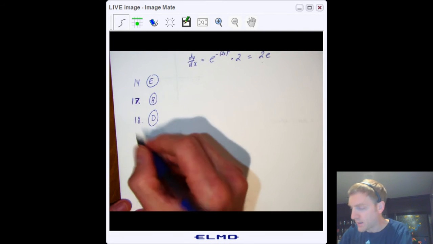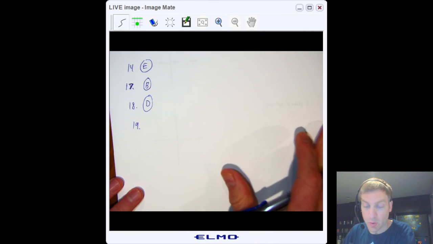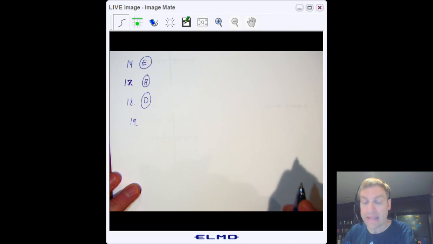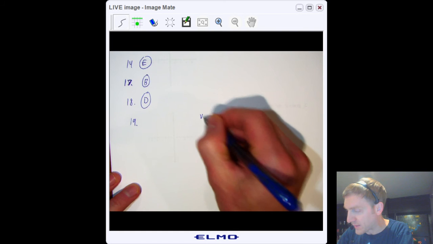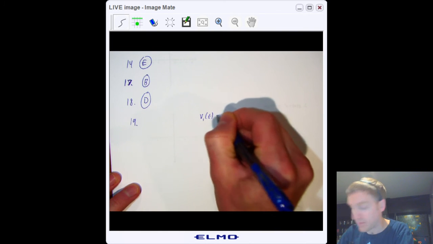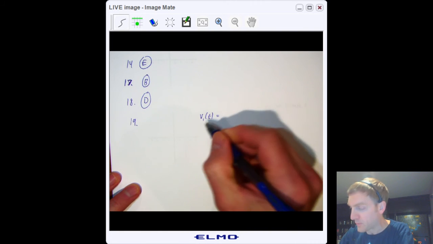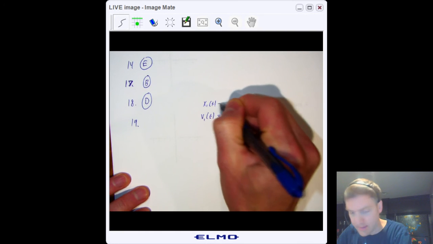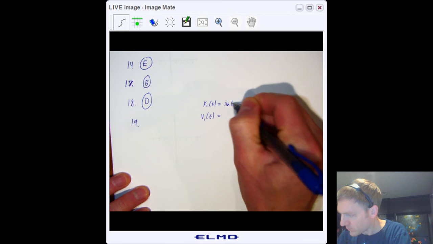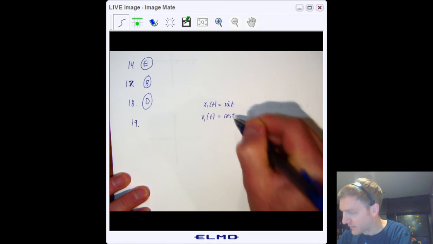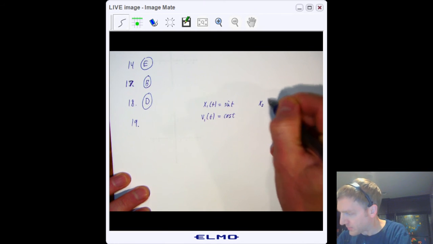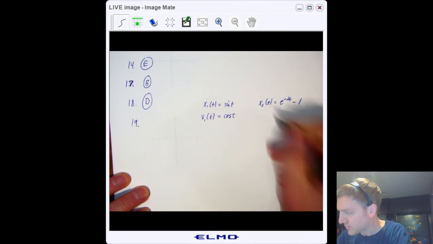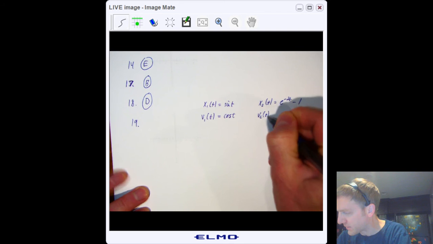All right, number 19. It gives you two different position functions and wants to know how many times they have the same velocity. Well, we know that the velocity is the derivative of position. So for particle 1, x sub 1 is sine of t. The derivative of sine is cosine of t. Then x sub 2 is e to the negative 2t minus 1. So do the derivative of that to find the velocity of particle 2.